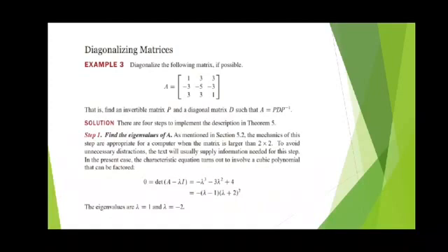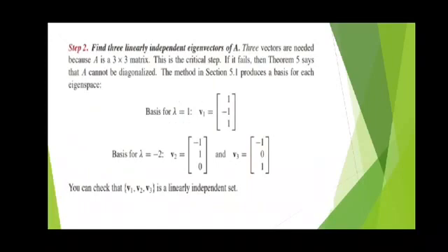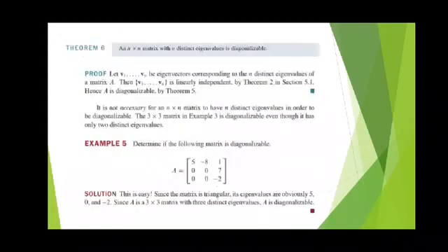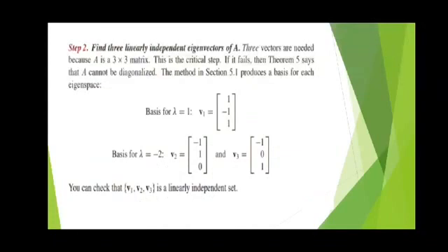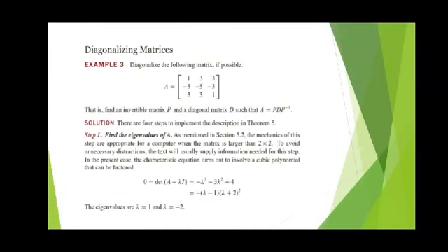Now we see one problem, diagonalizing matrices. Let us see how we find the diagonalizing matrix. Example 3. Diagonalize the following matrix if possible. A is equal to the matrix with rows 1 3 3, minus 3 minus 5 minus 3, 3 3 1. Find an invertible matrix P and a diagonal matrix D such that A is equal to PDP inverse.